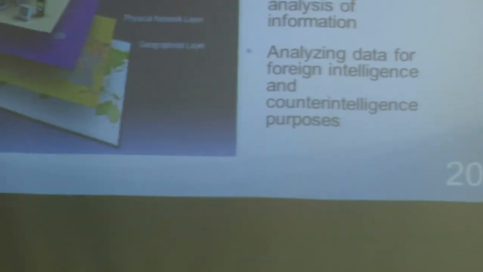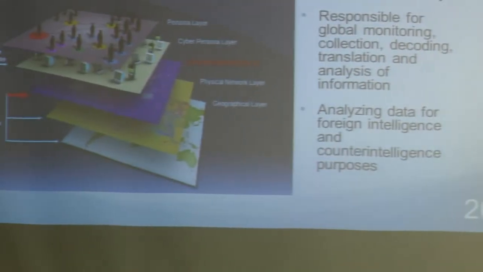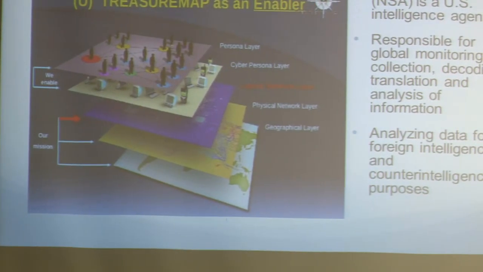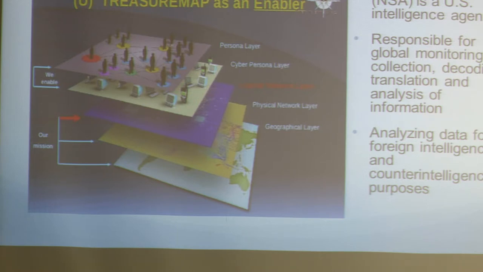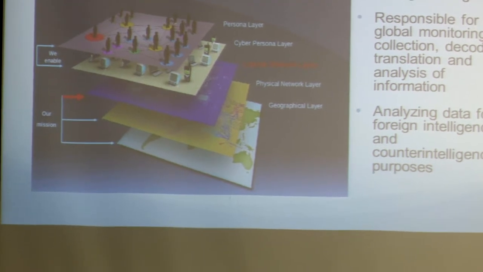As you can see in the picture, there are different layers. The first two are the things that they are already capable of doing. They can understand the person layer, and they can understand the cyber personal layer, which means the interactions between the users and how they use their cell phones and computers. The last three are their mission, or their vision in future years. The first one that they are actually working on is the logical network layer, which is understanding how the users communicate with each other through the network. The next one is the physical network, and the last one is the geographical layer. So they are trying to control everything.